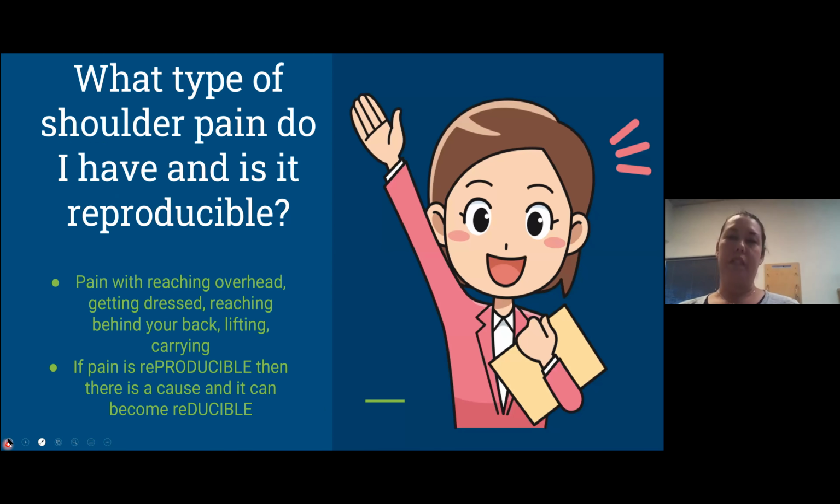So, what type of daily activities bring on your shoulder pain? Do you have pain with reaching overhead, getting dressed, reaching behind your back, lifting or carrying? If you can reproduce your pain, that means that you can reduce your pain. What is it about that movement that triggers the pain? If we correct the movement, correct the alignment, the stiffness or the weakness involved with that movement, we can reduce the pain. And really, that is our goal. We want to reduce and hopefully eliminate our pain.